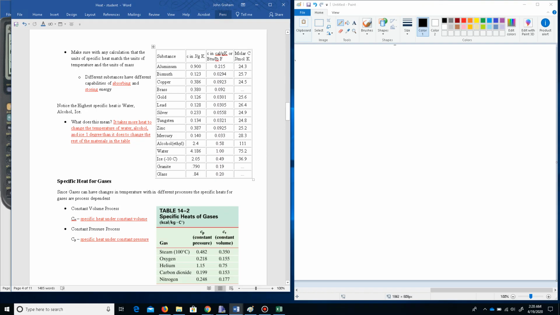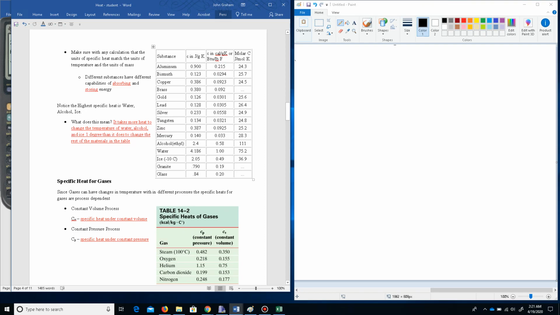So we see here different tables. This is calories, grams per Kelvin. We also have BTUs, pounds per Fahrenheit. We don't really deal with that. Your molar C, joules per mole Kelvin. You also have joules per gram Kelvin. We can also do kilojoules per kilogram Kelvin or kilojoules per gram Kelvin. It's all different units. The ones we'll stick with pretty much is in this column, but we may switch even these a little bit.